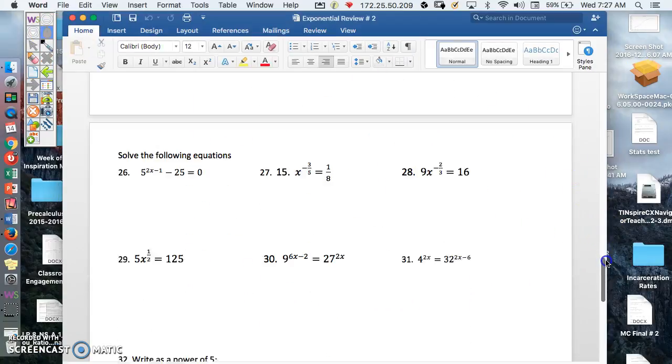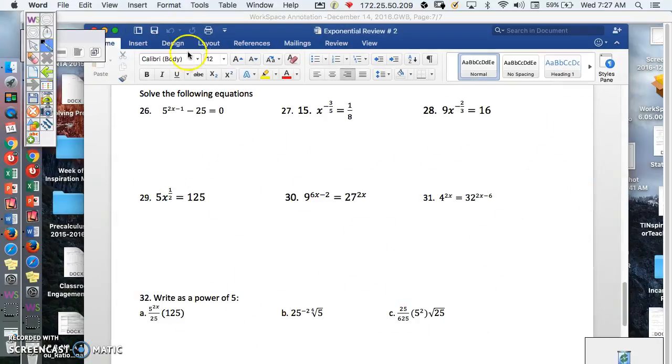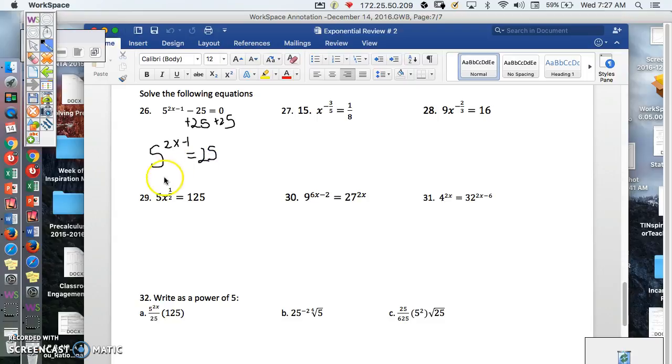So now as you flip to the back page, we're going to take a look at some solving here. So we want to make our bases the same, so we add 25. So we have 5 to the 2x minus 1 equals 25, which I know is 5 squared. So 2x minus 1 equals 5 squared. Bases are the same. So 2x minus 1 equals 2. And then if we solve this, we end up with x equals 3 over 2.